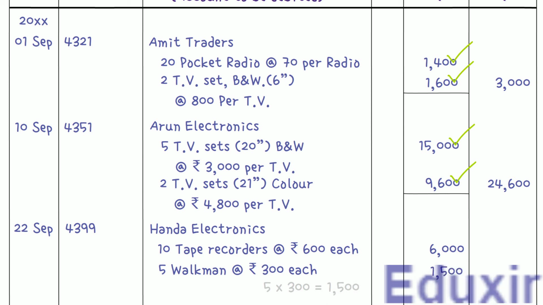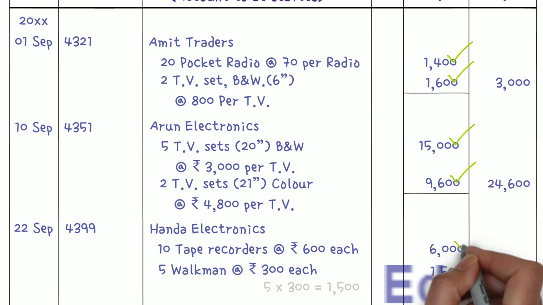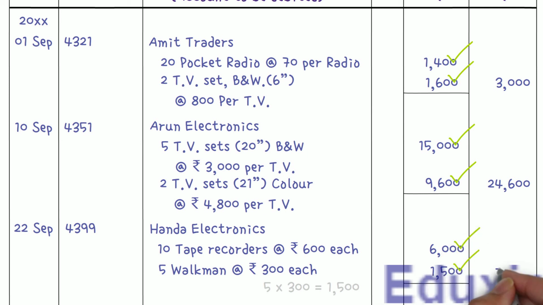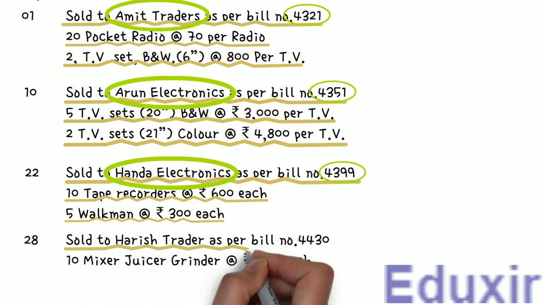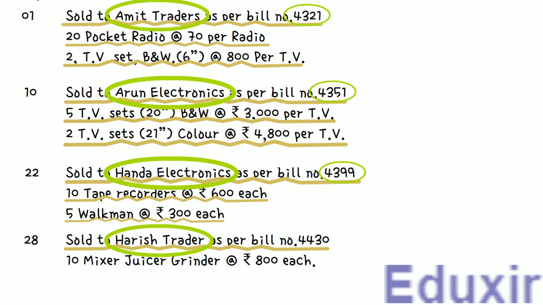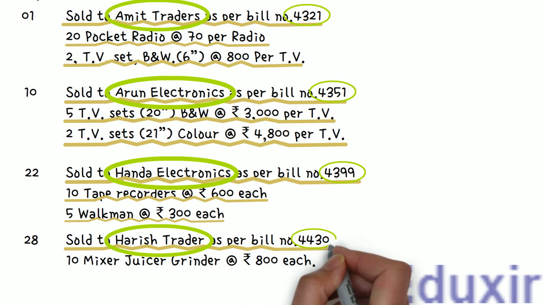As we are done with the recording of both the sales done to this customer, let us now find the total. The total of 6000 and 1500 is 7500. Note that we have written this total in the amount column. Let us now take up the next transaction. In this transaction, the business has sold goods to Harish Traders. Note that the name of the customer is Harish Traders and the invoice number is 4430.